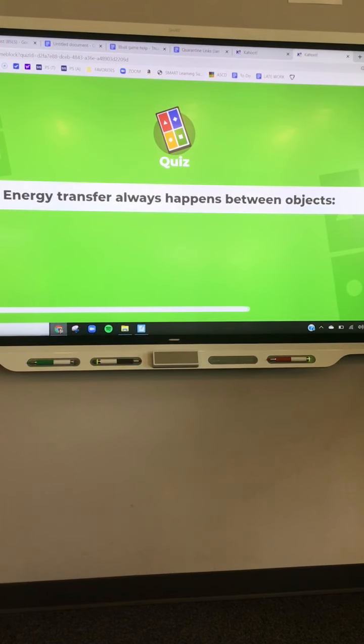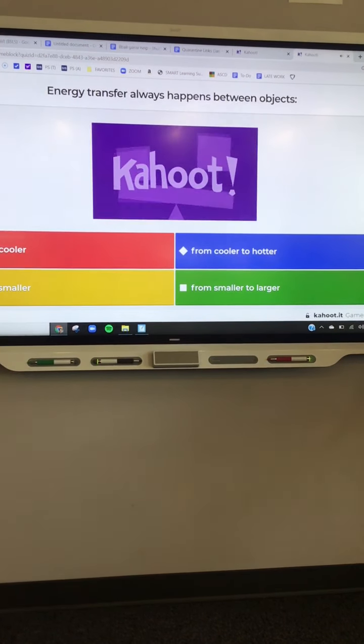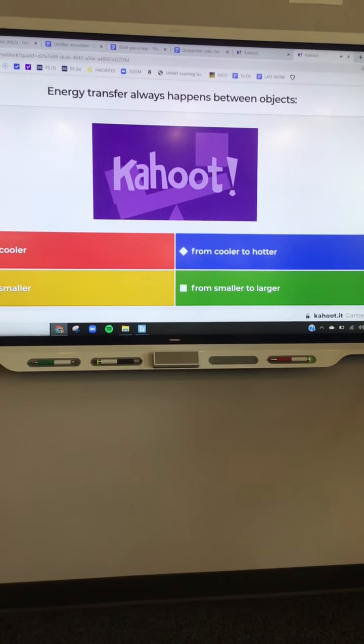Energy transfer always happens between objects. When it happens, it goes from hotter to cooler, from largest to smallest, from cooler to hotter, from smaller to larger. I'm just guessing. Oh my gosh, I got it wrong.